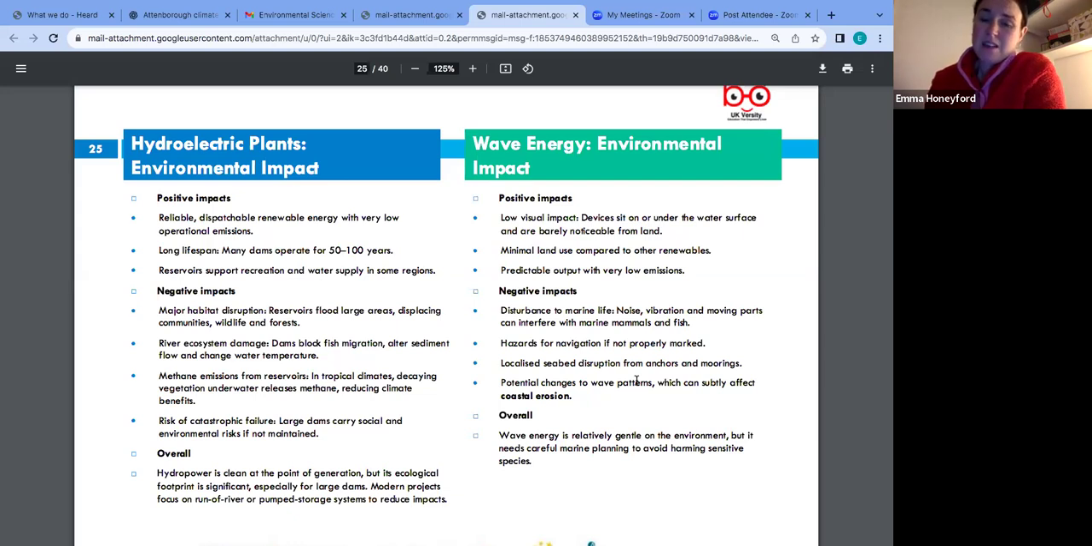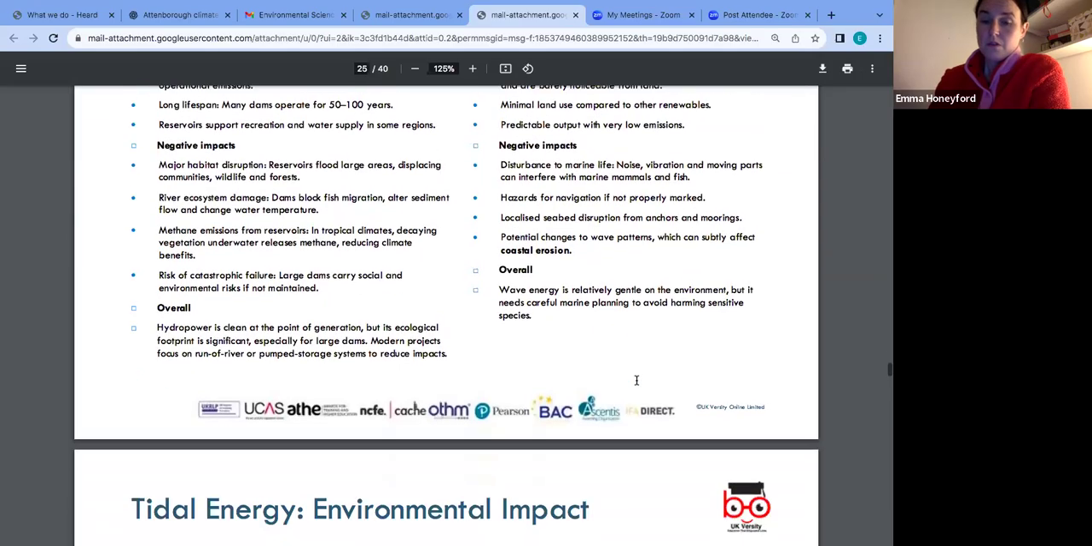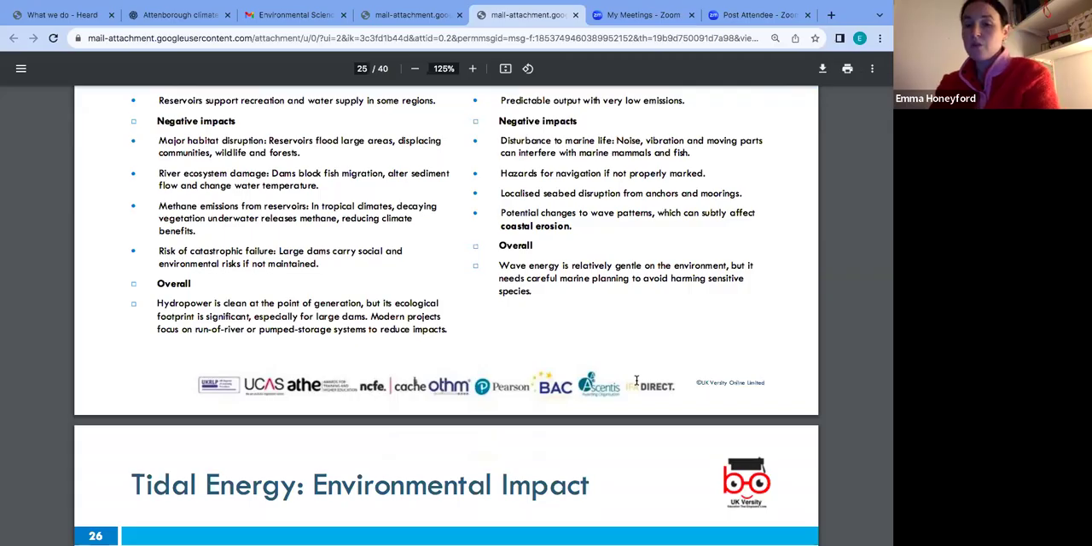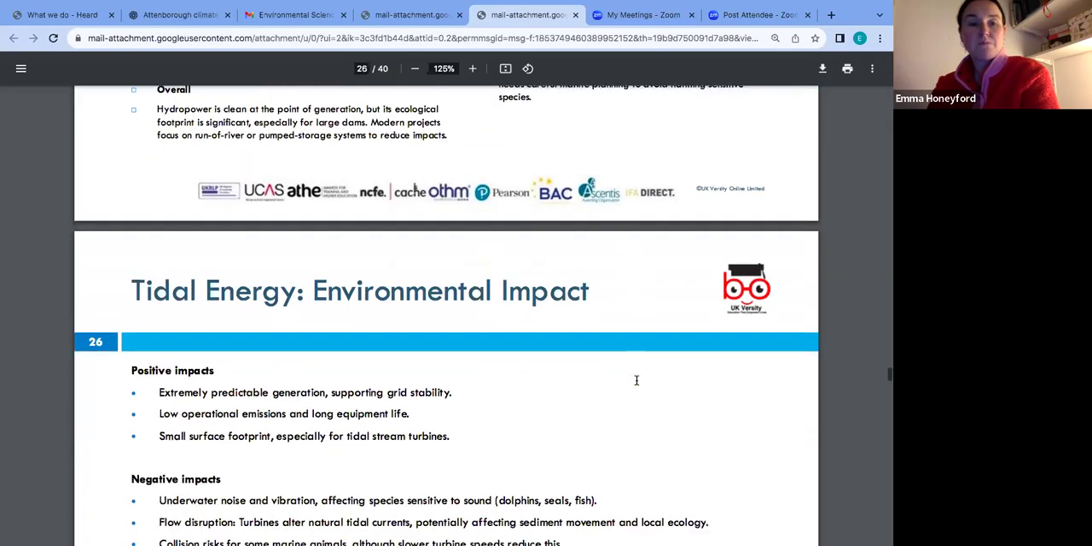A negative impact, again, is disturbance to marine life: noise, vibration, moving parts can interfere with marine animals and fish. Sea life, again, the seas are really important to us, and biodiversity within sea life is important too. So overall, wave energy is relatively gentle on the environment, but it needs careful marine planning to avoid harming sensitive species.